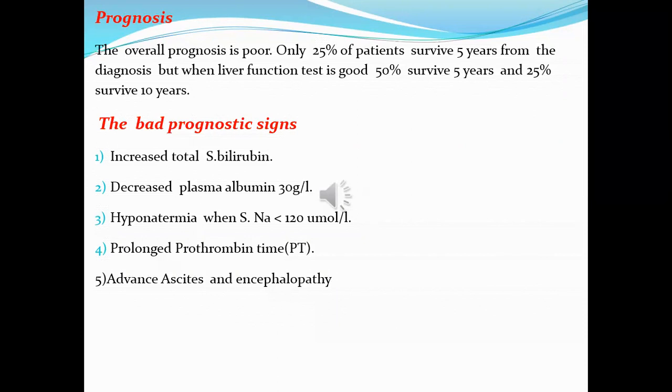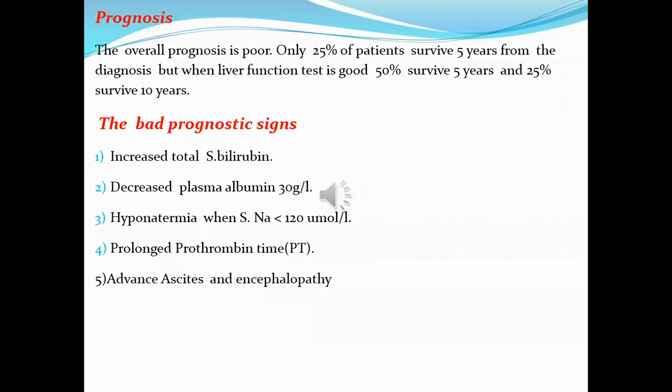It depends on the liver function test. If the liver function test is poor, the mortality is high. When the liver function is very good, the prognosis can be very good. What are the bad prognostic signs that we use to predict the mortality?